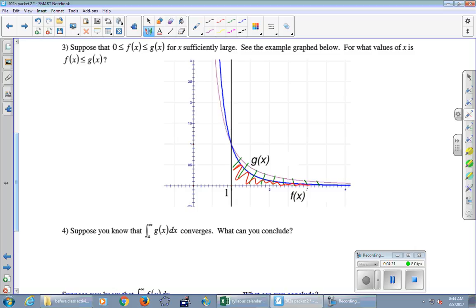Agree? Okay, so then we can write that as our conclusion here. Then the integral from a to infinity of f of x dx also converges.